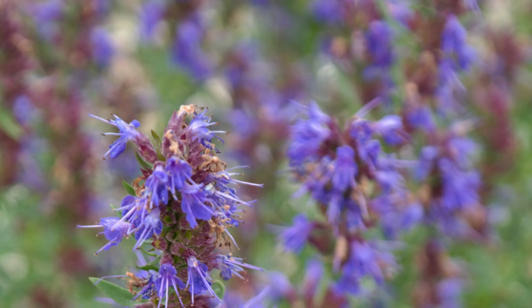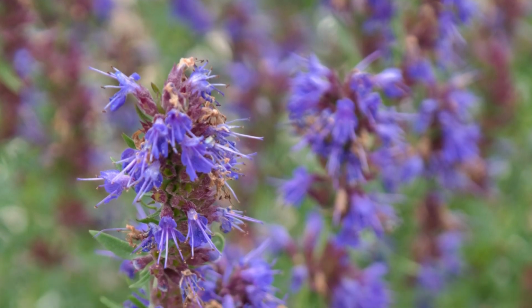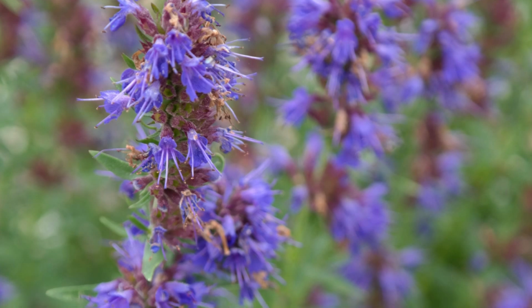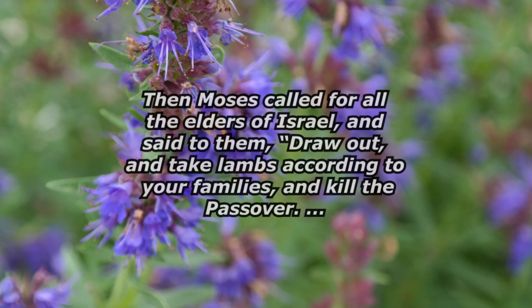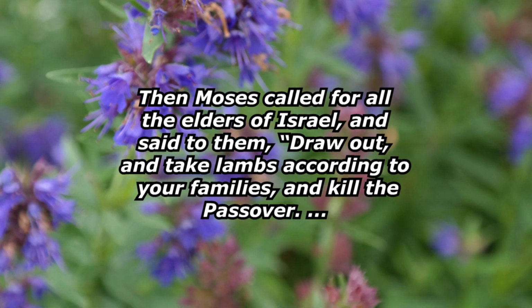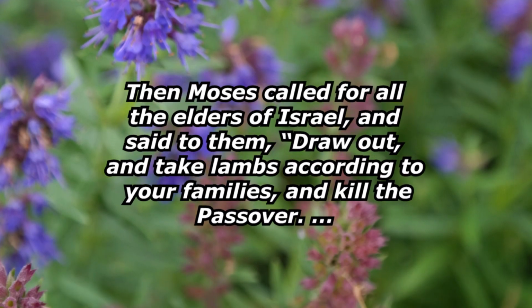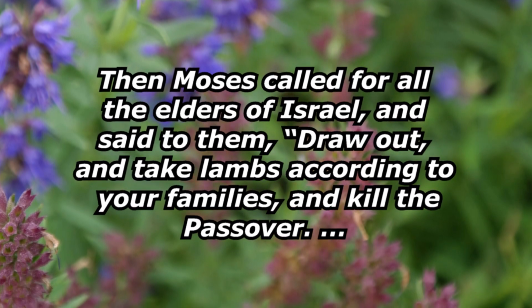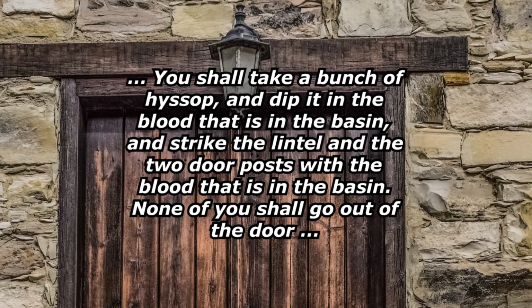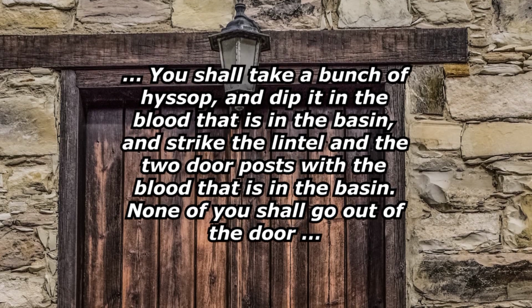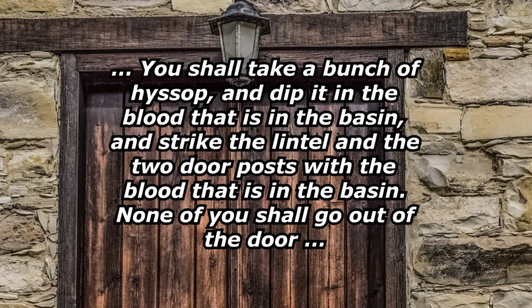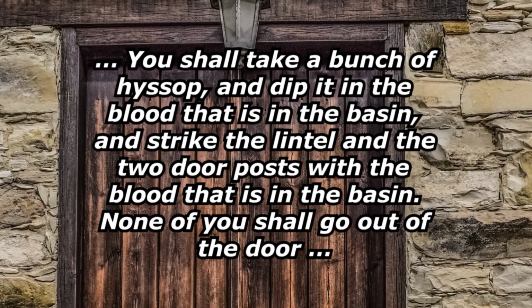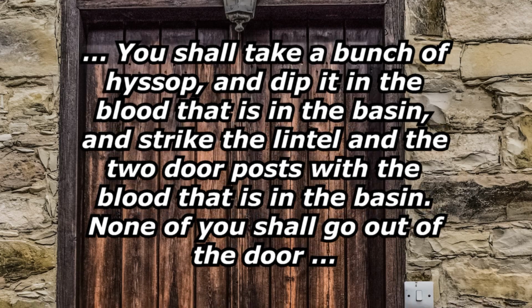How did Moses instruct the elders of Israel? What were they to do with the blood? Then Moses called for all the elders of Israel and said to them, "Draw out and take lambs according to your families, and kill the Passover. You'll take a bunch of hyssop and dip it in the blood that's in the basin, and strike the lintel and the two doorposts with the blood that's in the basin.